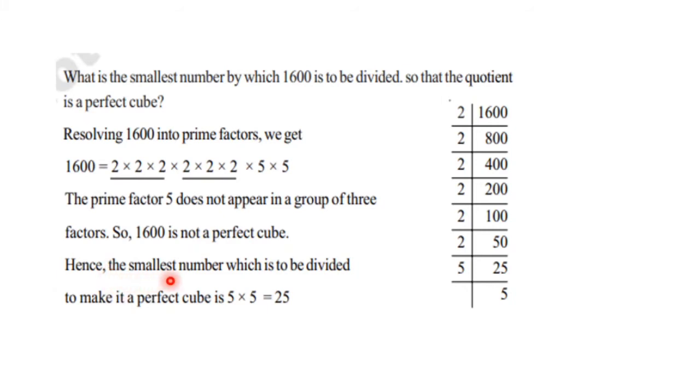So, 1600 is not a perfect cube. Hence, the smallest number by which it is to be divided to make it a perfect cube is 5 × 5, which is equal to 25. Therefore, 1600 by 25 is equal to 64, which is equal to 4 cube.